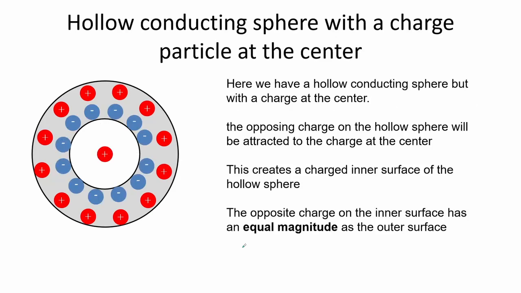But if a positive charge Q is placed in the cavity of the conductor, then the charges in the conductor redistribute in such a way that negative charges appear on the inner surface equal to the amount of positive charge in the cavity. The opposite charge on the inner surface has an equal magnitude as the outer surface.